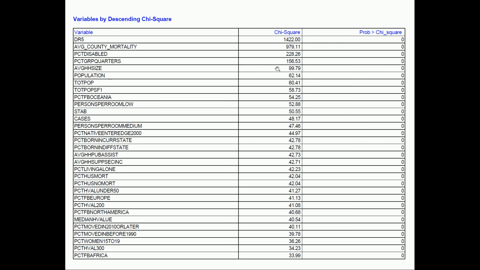Group quarters came in. Average household size. There's population up there toward the top. There's 3 measures of population, and they're just about the same in this data.